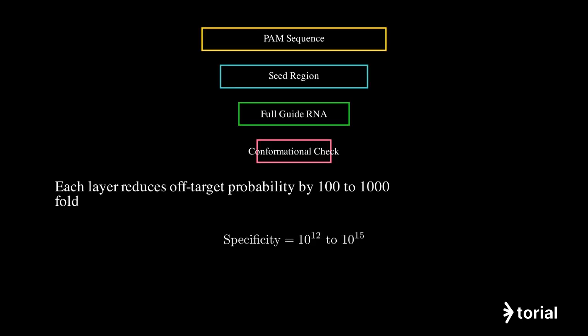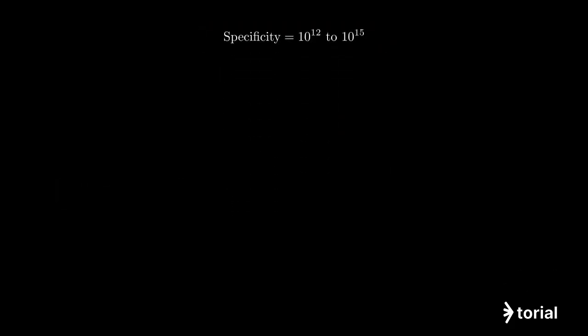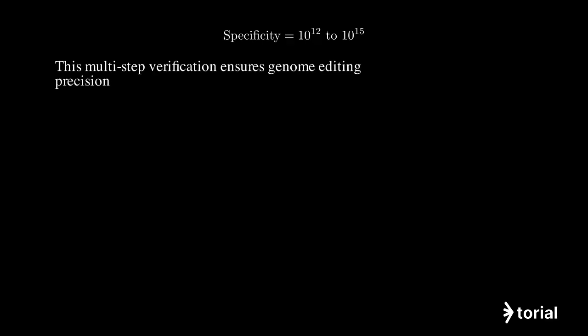Combined, these layers achieve specificity ratios between 1 trillion and 1 quadrillion to 1. This sophisticated multi-step verification system is what makes CRISPR-Cas9 a precise and reliable tool for genome editing.